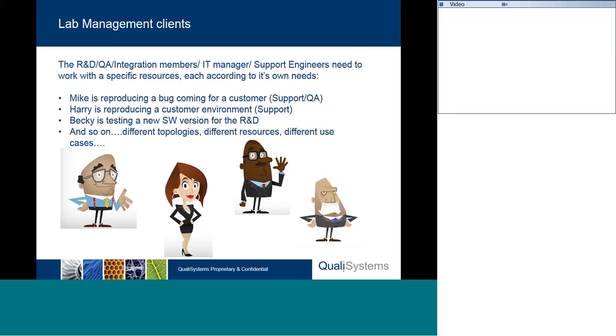Another typical example is somebody testing a new software version in the R&D, and he wants to see if the build is working and the software version is working fine and all the features are working as they should. So you have different topologies, different resources, and different use cases for each one of them.